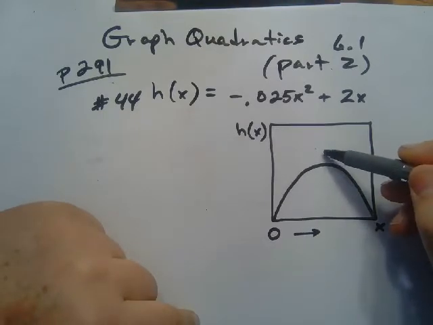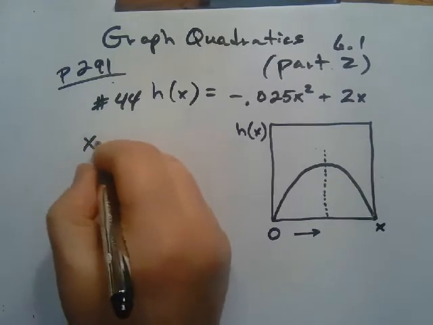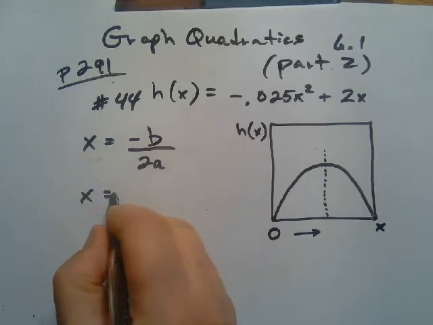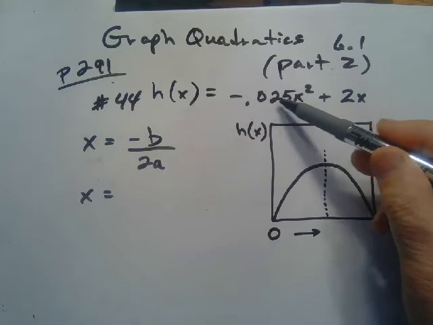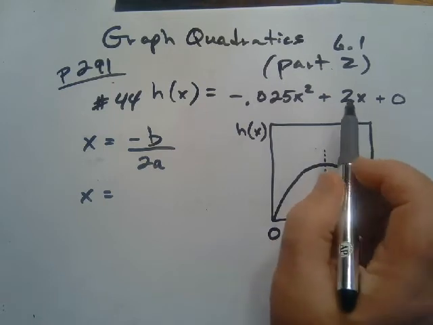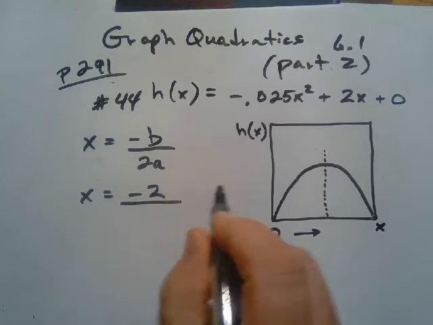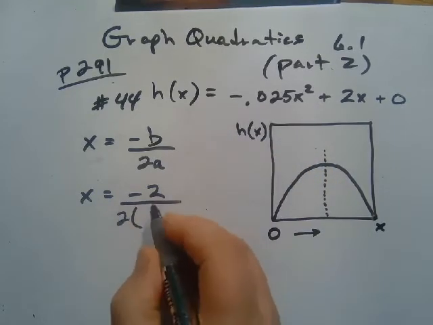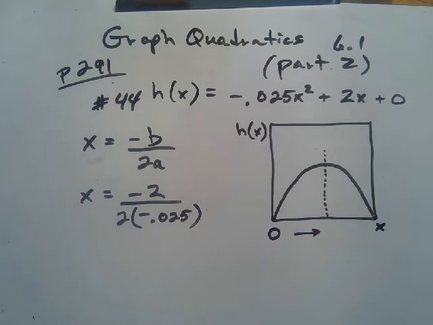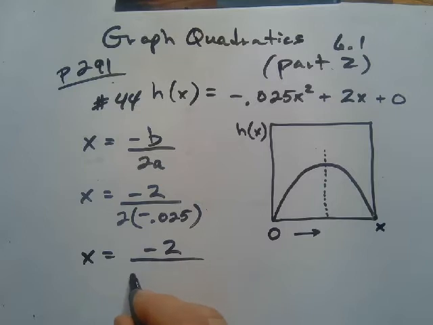All right, number 44 says, write the equation of the axis of symmetry and find the coordinates of the vertex. Okay, well, we need to find the equation for this axis of symmetry. Well, we're going to use that formula, negative b over 2a. Now, you can use your calculator if you need to here. But negative b, okay, this is ax squared plus bx, plus you don't see c out here, so it's 0 really. B is 2, so negative 2 over 2 times a, which is negative 0.025.